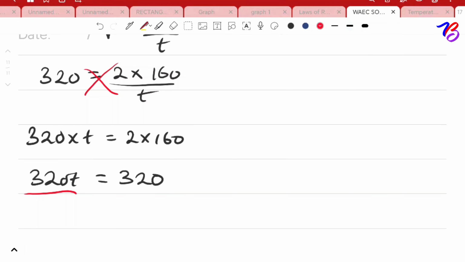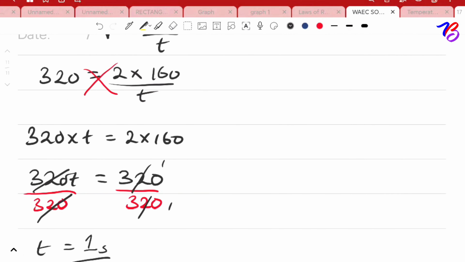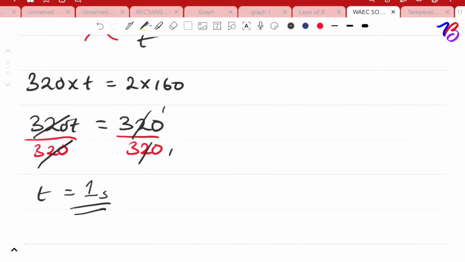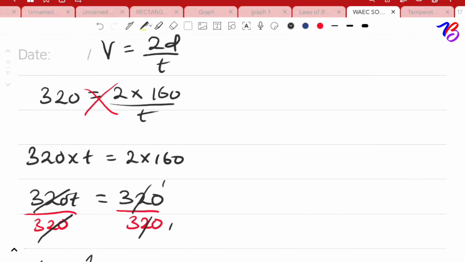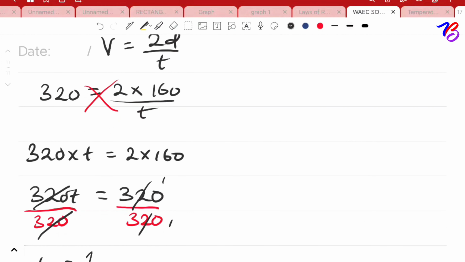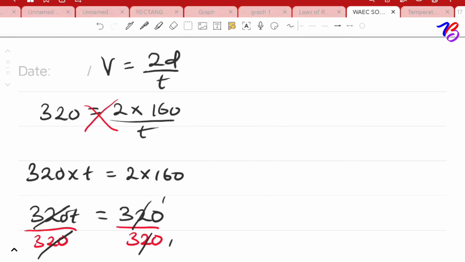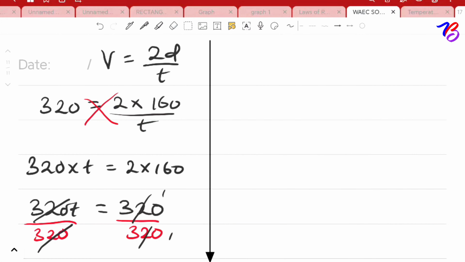Divide through by 320. Are you here? We are dividing both sides by 320, so that the 320 cancels out. So our T is equal to 320 divided by 320, which gives us 1 over 1, and is equal to 1 second. So we'll now pick this 1 second and substitute into F is equal to 1 over T.